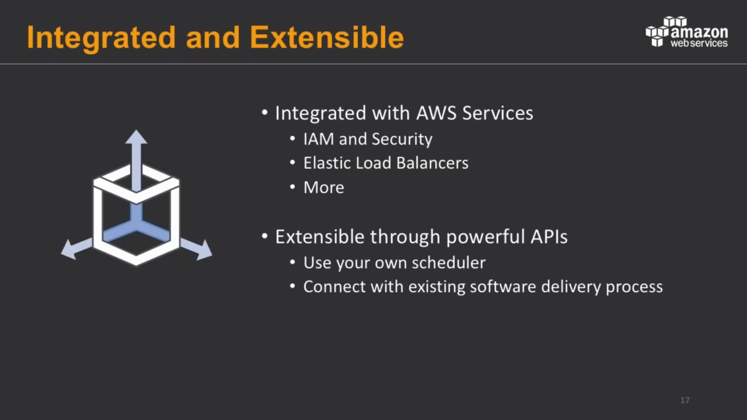One of the benefits with ECS is that it's integrated across the AWS platform. So IAM, security, elastic load balancers, CloudWatch, CloudTrail, you're going to get all the benefits of working within AWS and communicating with the other AWS services. It's also extensible through APIs, so you can use your own scheduler, for example, but you can also connect it with existing software for your software delivery process. So you might already be using tools that integrate with ECS, CircleCI, CloudBees, Twistlock, Datadog, for example. So it may be worth checking those.